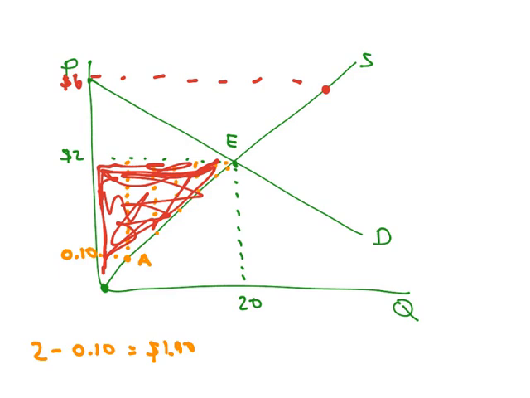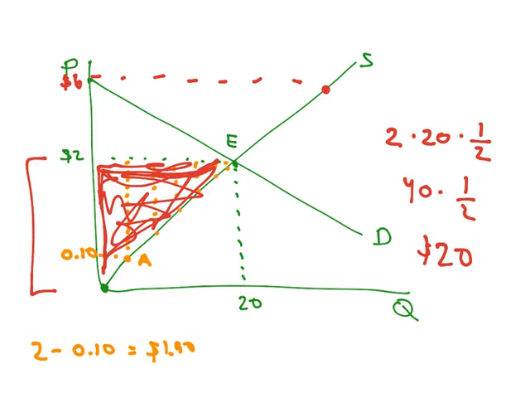So to calculate it, same thing. It's going to be base times height times a half. We know that the base of the triangle is 2. So this distance here is 2. The height of it is 20. And again, if you want to switch which one's the base, which one's the height, it does not matter. And then we multiply that by a half. So this is 40 times a half, which is $20. So that's producer surplus. That is how you calculate producer surplus.